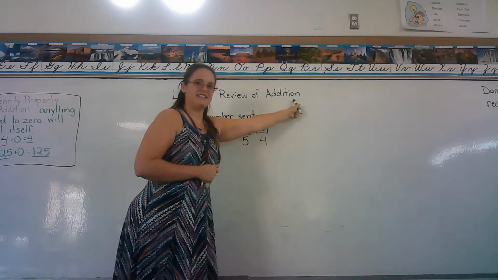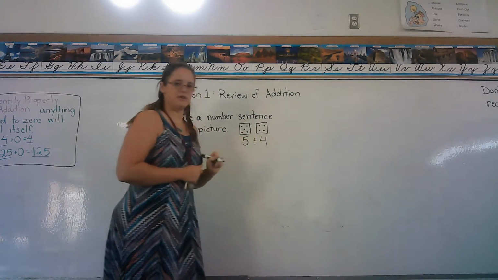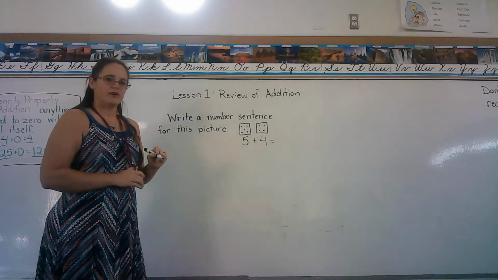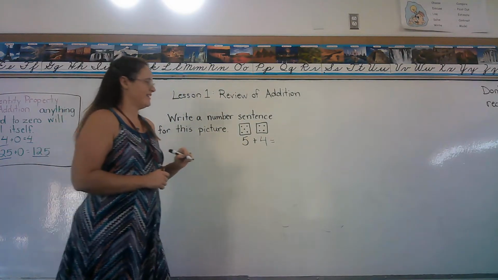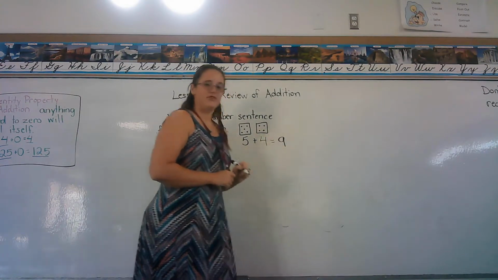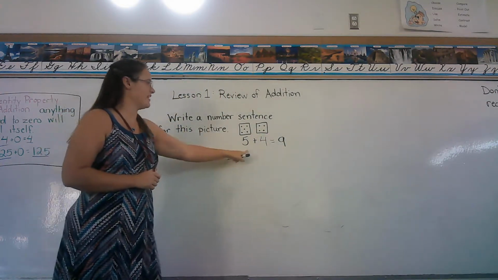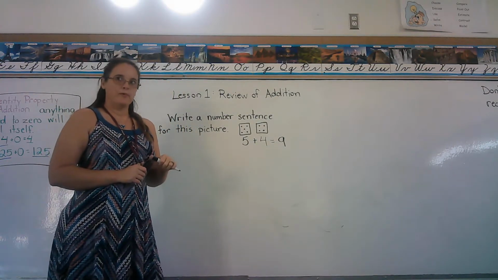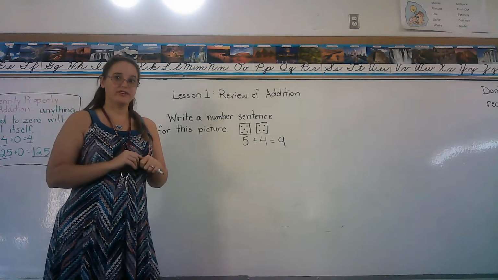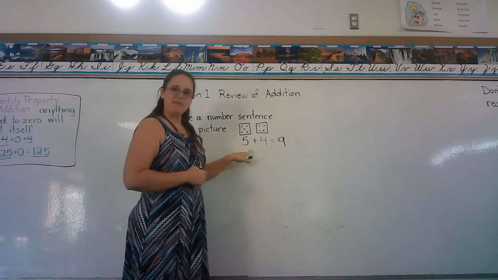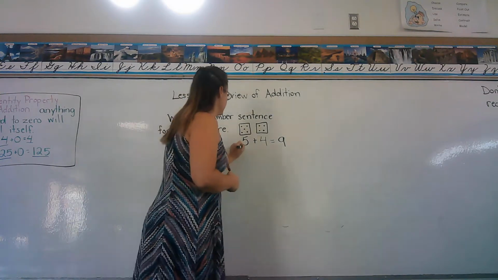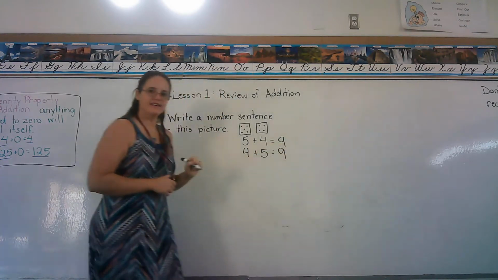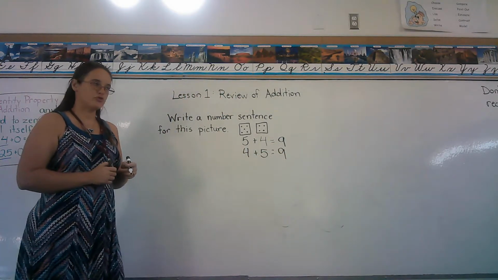We're reviewing addition, so I definitely want to use a plus sign. And figure out what 5 plus 4 equals. If you got 9, you would be correct. 5 plus 4 equals 9. Now, could we have done that a different way? Think back to your commutative property of addition. Yeah, it doesn't matter what order I put this in. I could flip it around and say 4 plus 5 equals 9. Both of those number sentences are true.